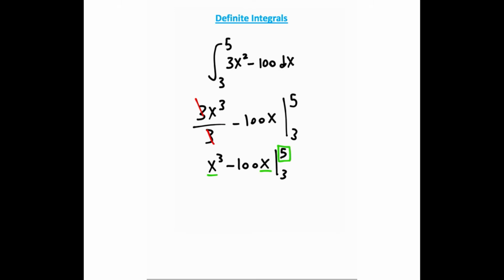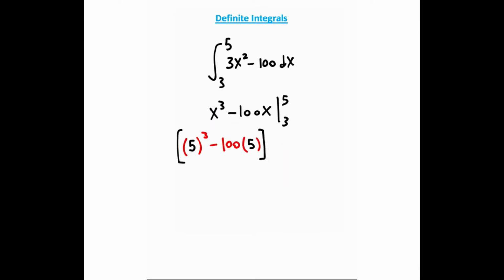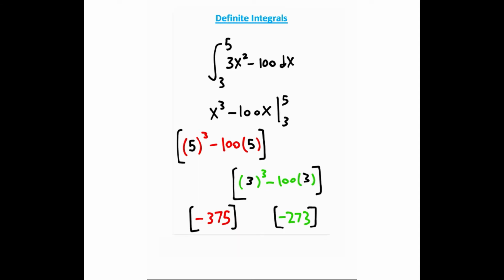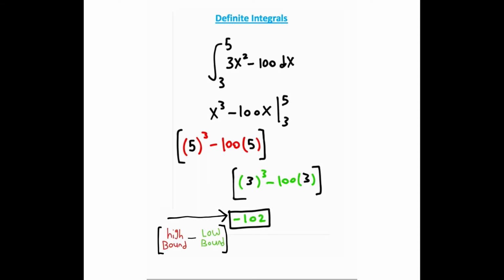I can plug in the 5 where I see x, and I can plug in the 3 where I see x, and then subtract the 2. So plugging in the 5, I'll get this value, which will evaluate to negative 375. Plugging in the 3, I'll get this value, which evaluates to negative 273. Now, if I subtract that, I get negative 102. And that right there is the integral of this function up here.